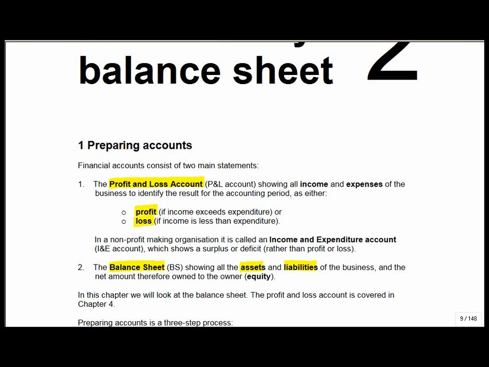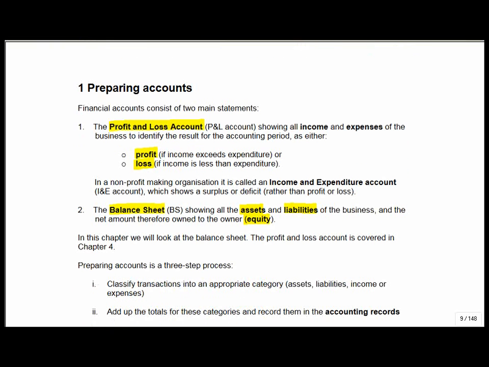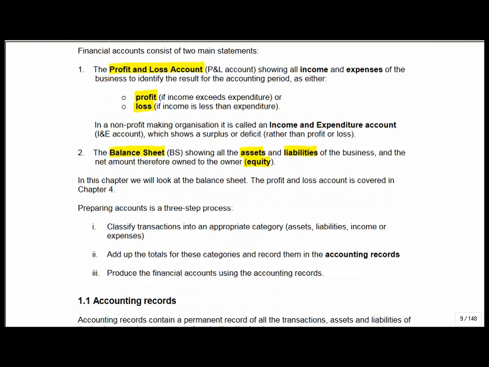The net effect of the assets and liabilities is known as equity, in other words, the amount or the value that is owed back to the owners of the business. Don't worry too much about the terms, we're going to look at all of these in a moment.